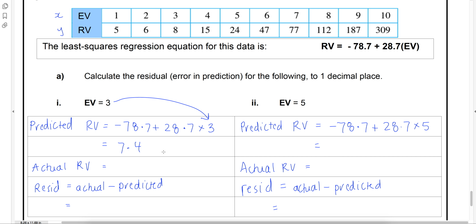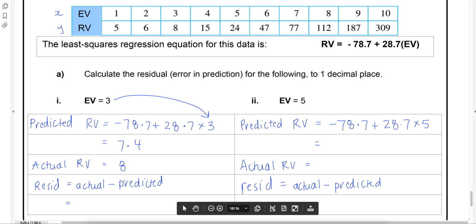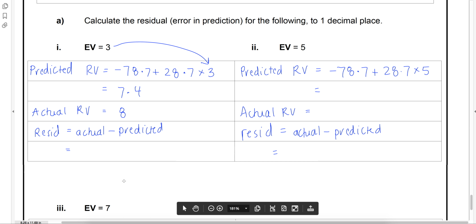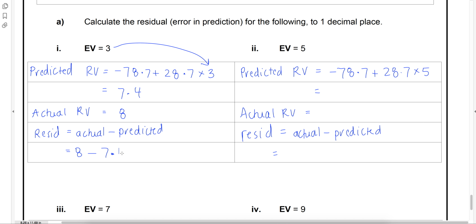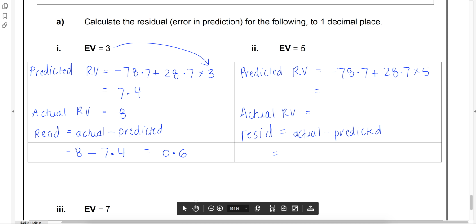To find my residual, I need to also know the actual RV value. If we have a look at 3 in the EV table, you'll see that the RV value was actually 8. So to finish this off, I do my actual value minus my predicted value. It was 8. It was predicted to be 7.4, so my residual is 0.6. And that's just to one decimal place.